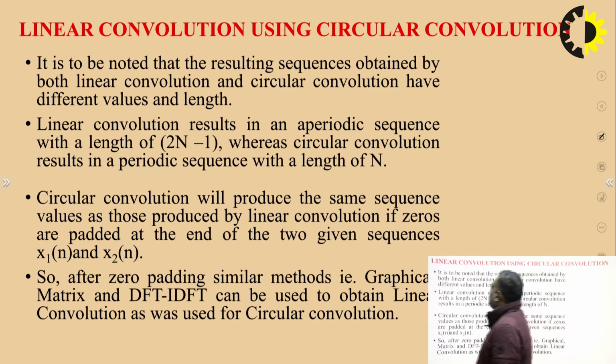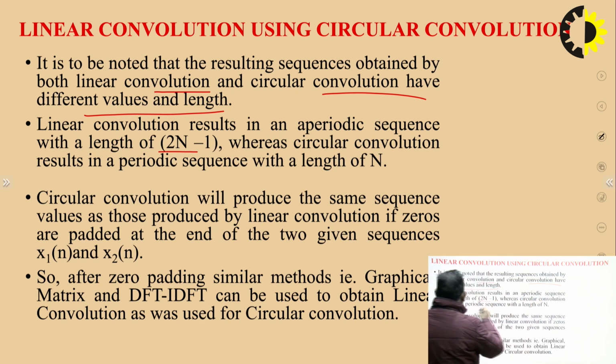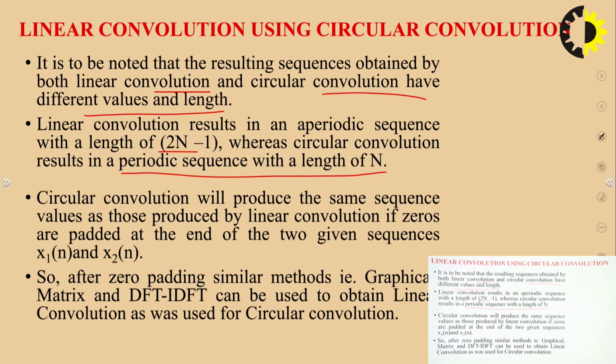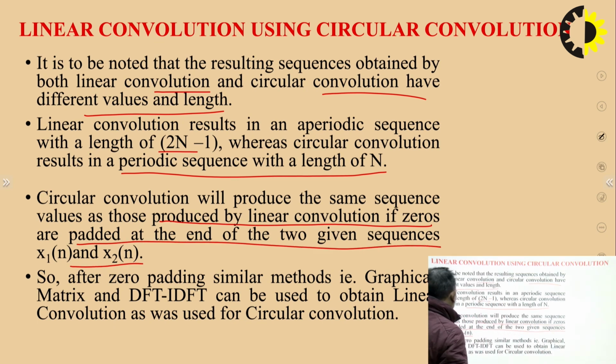Now next is linear convolution using circular convolution. It is to be noted that the resulting sequences obtained by linear convolution and circular convolution have different values and lengths. Linear convolution results in a sequence with a length of 2N minus 1, whereas circular convolution results in a periodic sequence with a length of N. Circular convolution will produce the same sequence values as linear convolution if zeros are padded at the end of the two given sequences x1(n) and x2(n). So after zero padding, similar methods, the graphical, matrix and DFT IDFT methods, can be used to obtain linear convolution as was used for circular convolution.